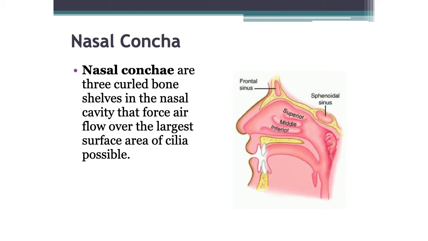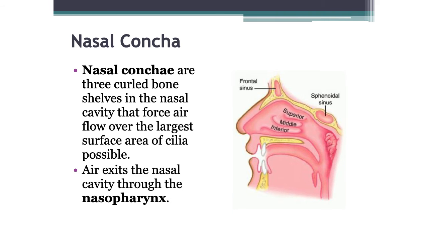The nasal conchae are three curled bones, shelves in the nasal cavity that force air to flow over the largest possible surface area of cilia. Okay, so these layers help air to flow over the cilia and help to pull things out and pick up smells. Air exits the nasal cavity through the nasopharynx.